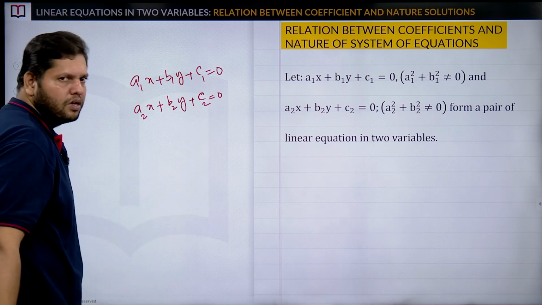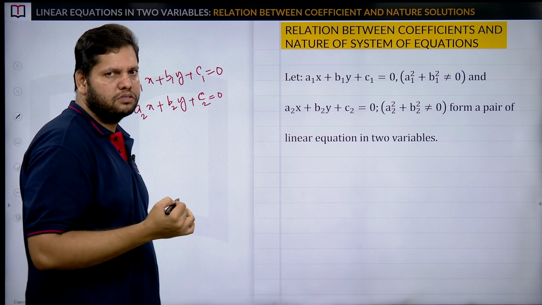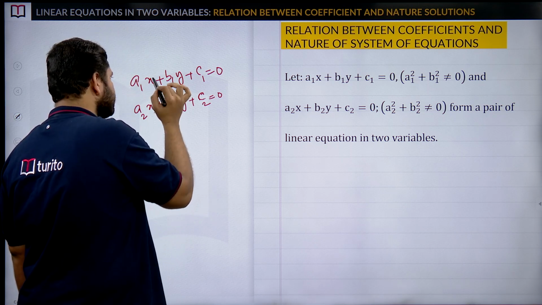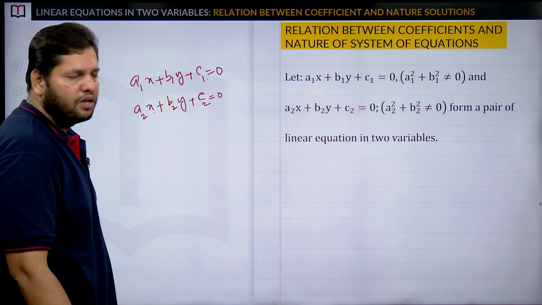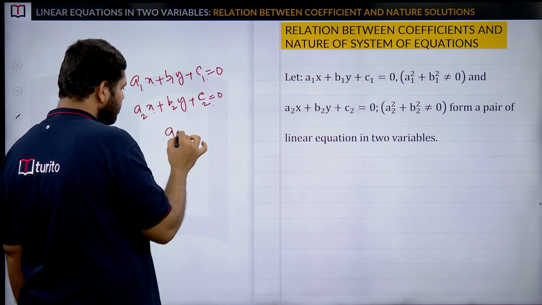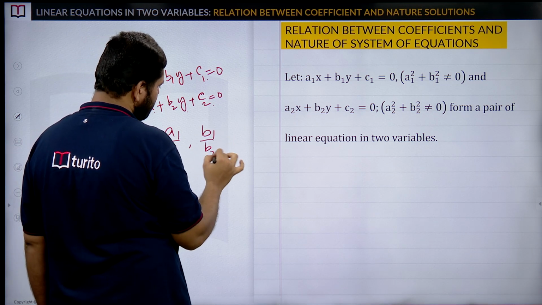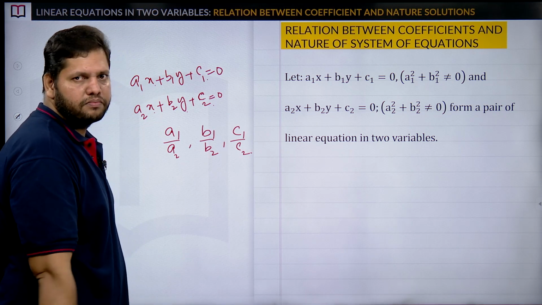Okay, children, now what I am doing? I am finding the ratio of the corresponding coefficients: the coefficient of x and x, y and y, and the constants, isn't it, children? So let us find all the ratios. One ratio is a1 by a2, another ratio is b1 by b2, and the next ratio is c1 by c2, isn't it, children?